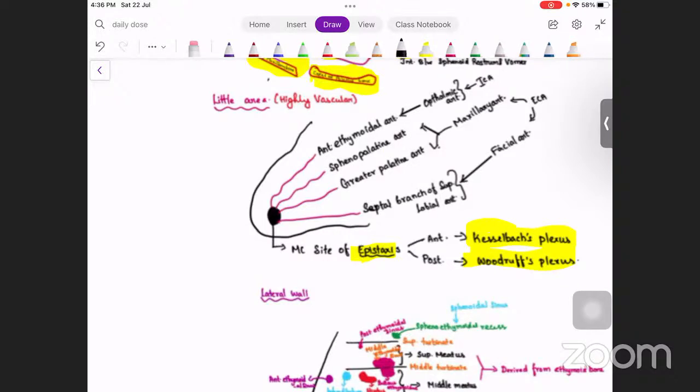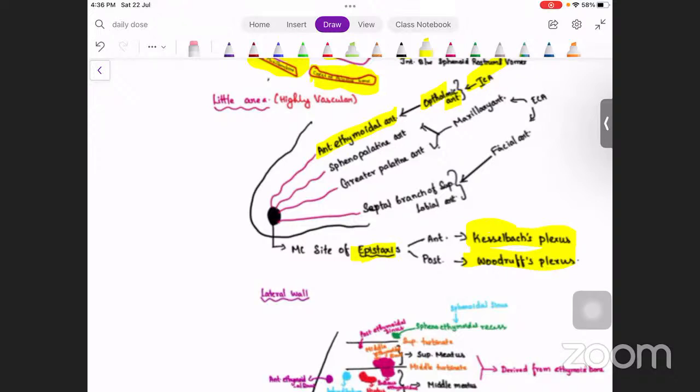What are the arteries which contribute to this little area? One is your anterior ethmoidal artery, which comes from the ophthalmic artery, which in turn comes from the internal carotid artery. Internal carotid artery gives rise to ophthalmic artery. Ophthalmic artery contains the anterior ethmoidal artery.